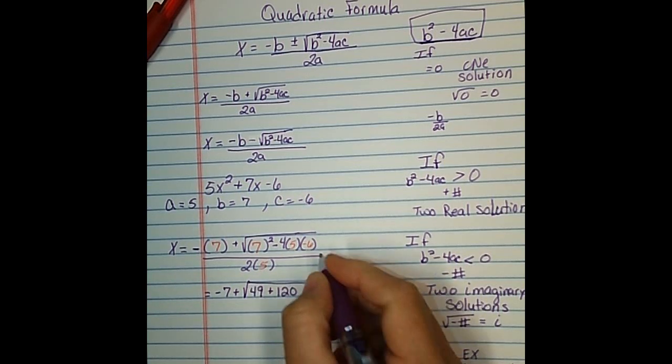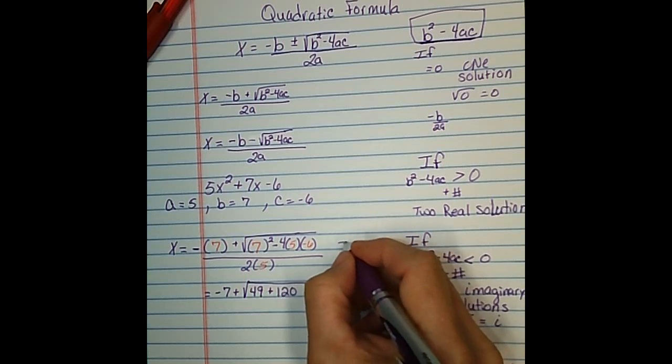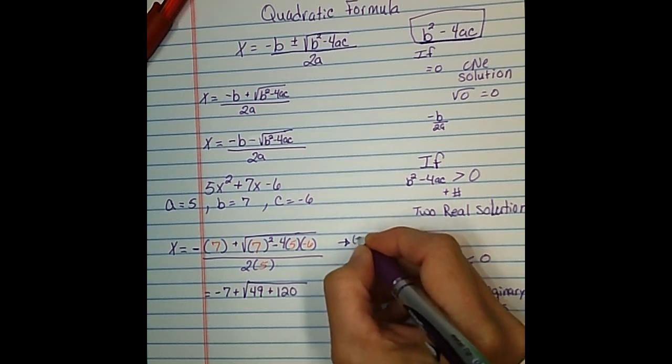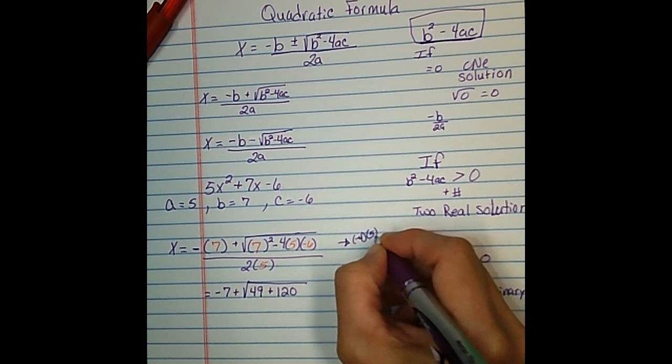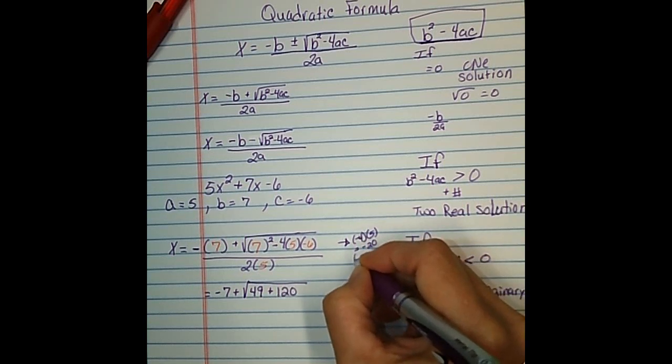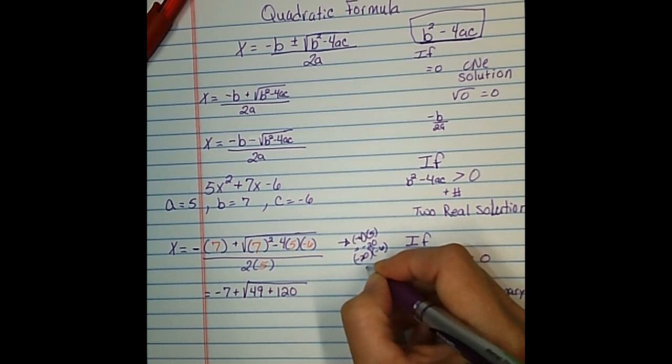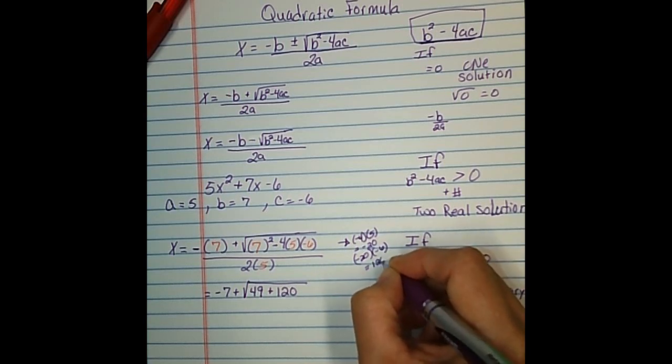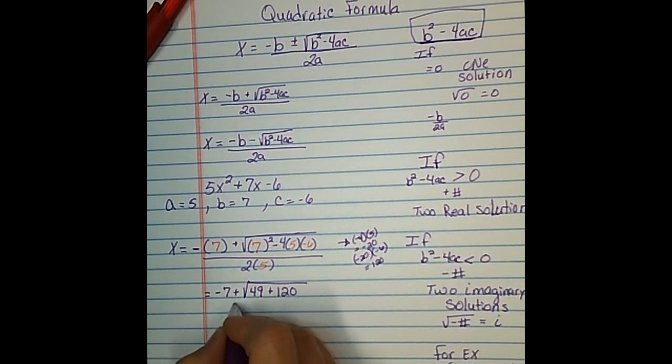So you see that? I kind of skipped that step, so let's just make a nice side note. Negative 4 times 5 is negative 20. Negative 20 times negative 6 is equal to 120. Negative times negative is positive. All over 2 times 5 is 10. Oh, so I can stop right there just for a second.